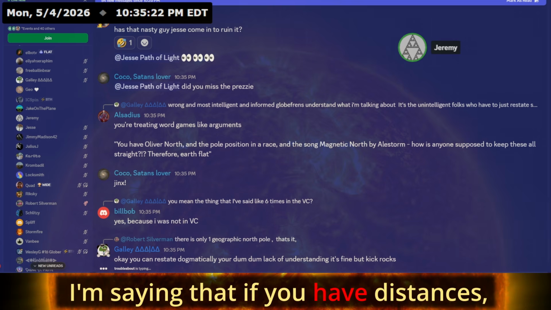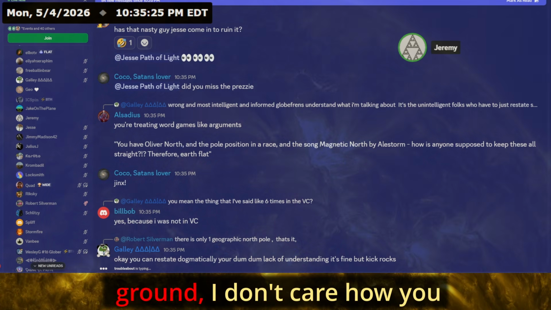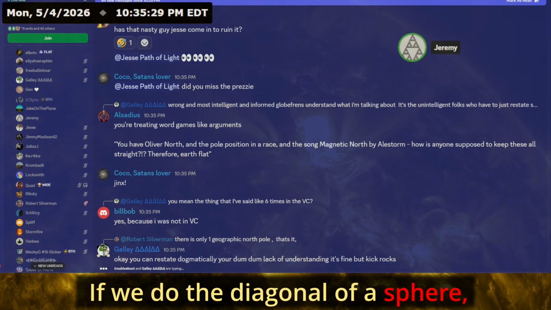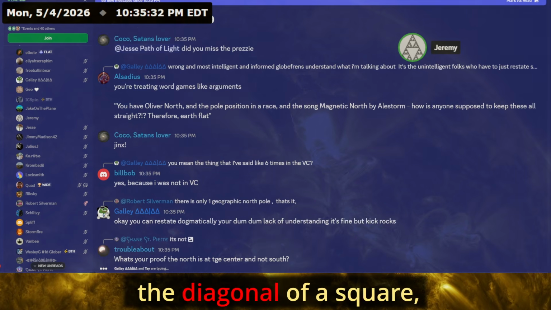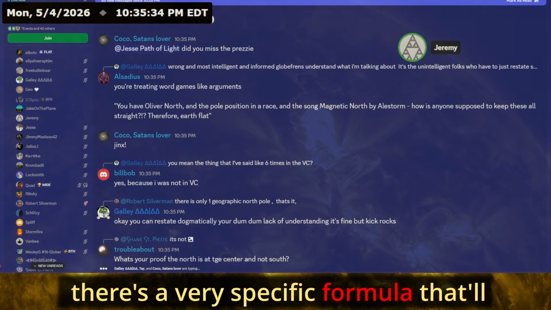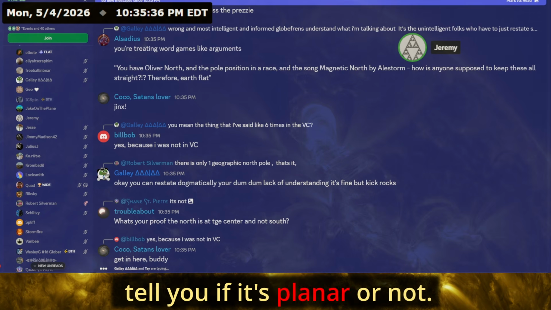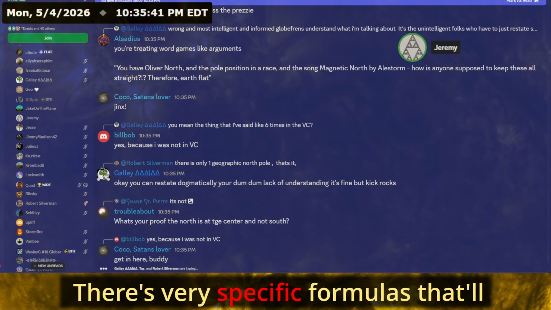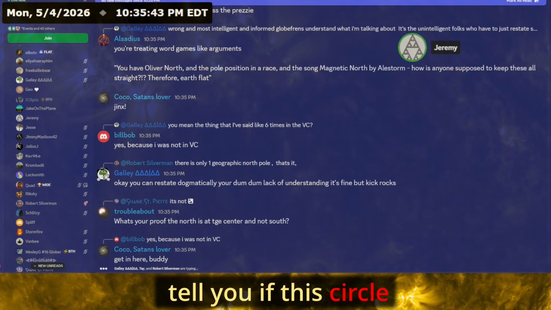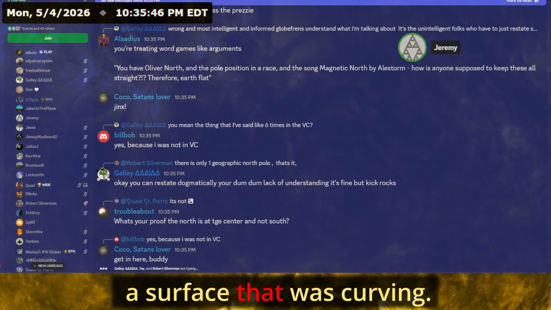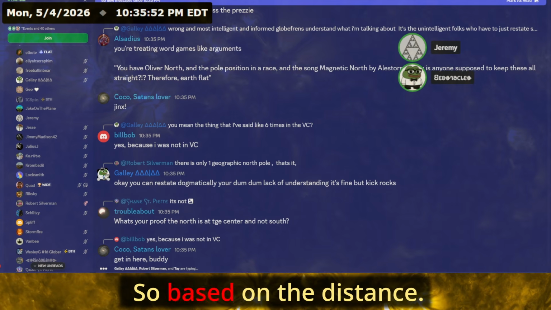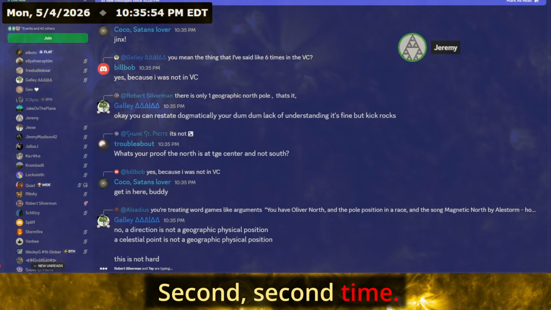I'm saying that if you have ground distances, I don't care how you got them. If we do the diagonal of a square, there's a very specific formula that'll tell you if it's planar or not. Same thing with the circle with the radius. There are very specific formulas that'll tell you if this circle was drawn on a plane or on a surface that was curving, based on the distances. Do you understand that? Second time. Do you understand that?